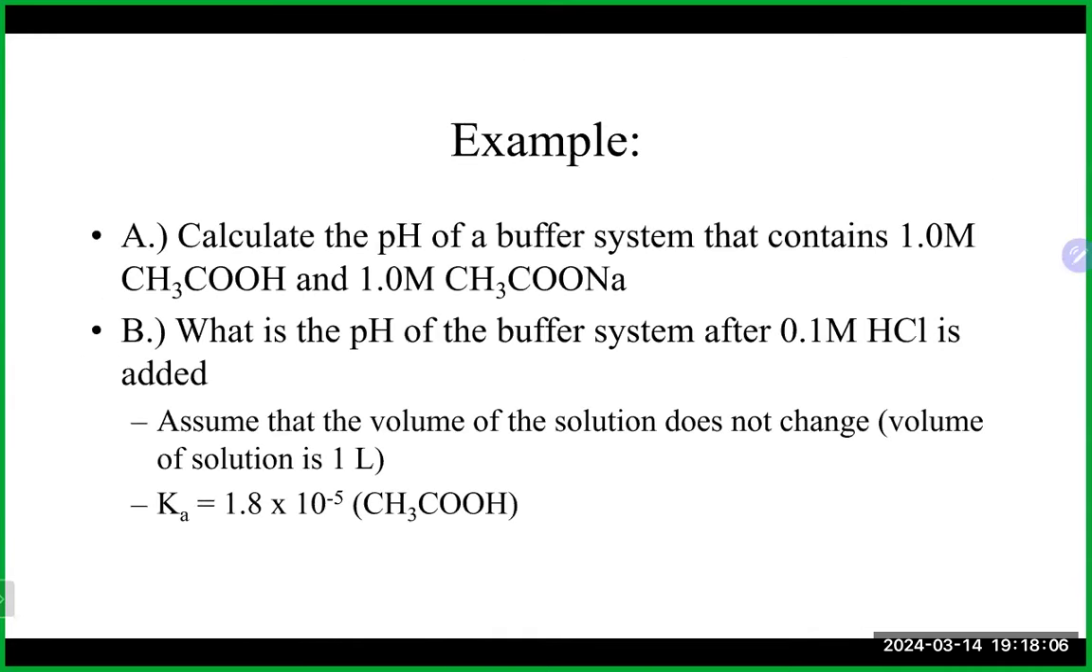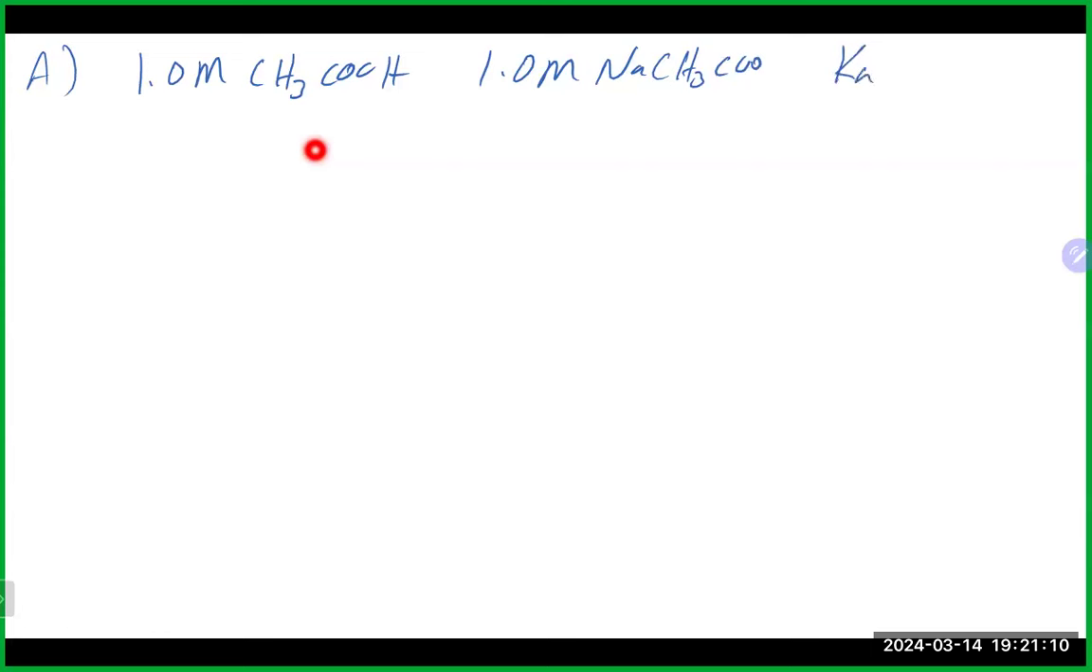Let's start with A. What is the pH of this buffer system that contains 1 molar acetic acid and 1 molar sodium acetate? Here's the Ka value there for acetic acid on the bottom. So take a moment, calculate the pH of part A. Let's take a look at A here. So we have a 1 molar acetic acid with 1 molar sodium acetate, and we have a Ka value for acetic acid of 1.8 times 10 to the minus 5.